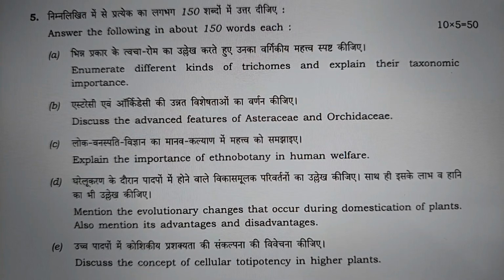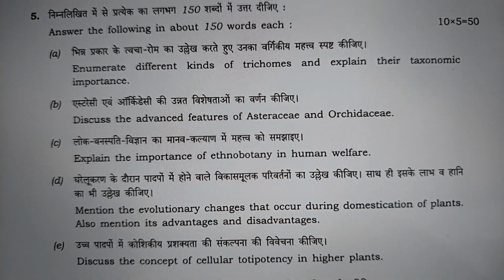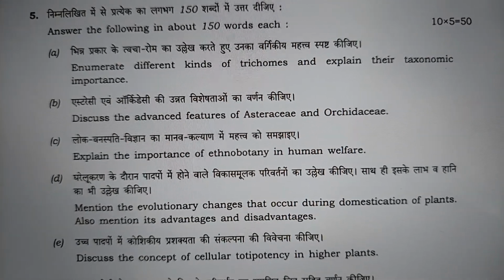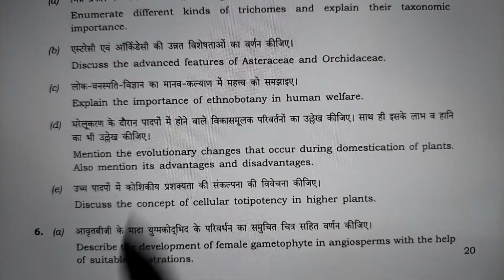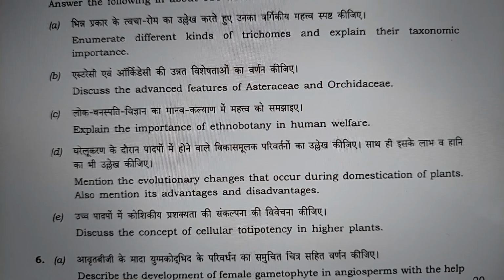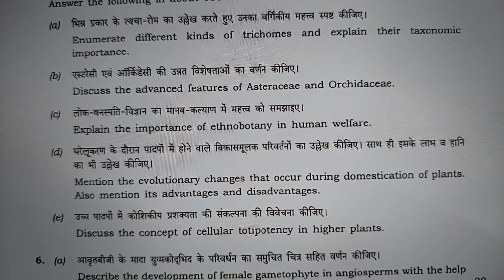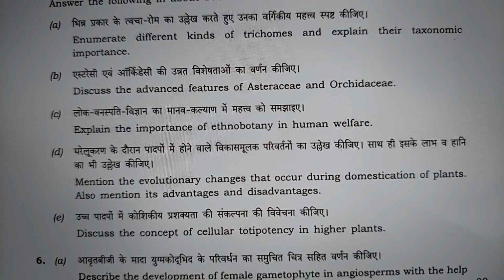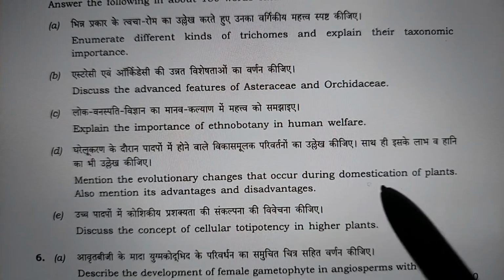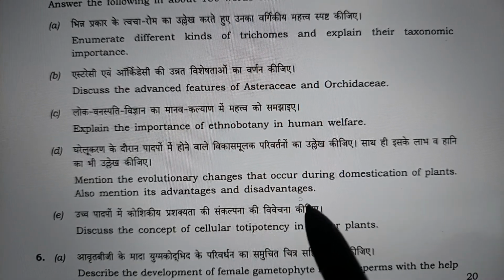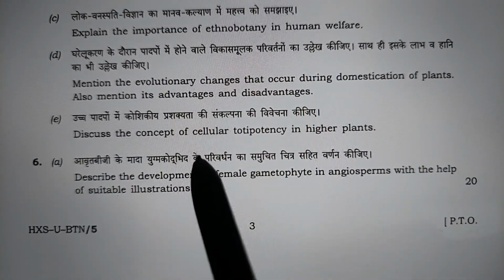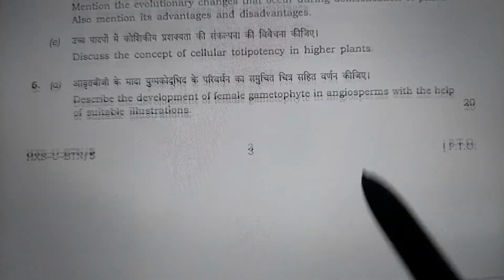The first one is enumerate different kinds of trichomes and explain their taxonomic importance, 10 marks. Option B is discuss the advanced features of Asteraceae and Orchidaceae, 5 marks each. Option C is explain the importance of ethnobotany in human welfare, 10 marks. D is mention the evolutionary changes that occur during the domestication of plants, also mention its advantages and disadvantages, 5 marks and 5 marks, total 10 marks. E is discuss the concept of cellular totipotency in higher plants, 10 marks.